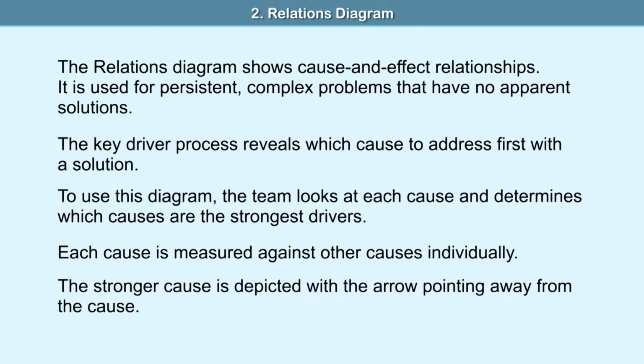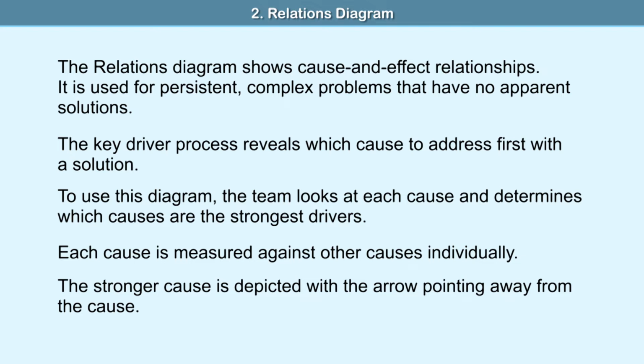The next tool is relations diagram. The relations diagram shows cause and effect relationships. A relations diagram is used for persistent, complex problems that have no apparent solutions. The key driver process reveals which cause to address first with a solution.